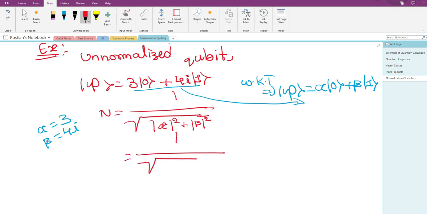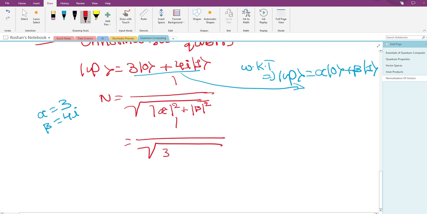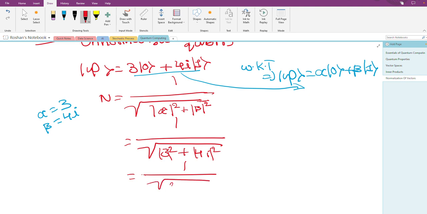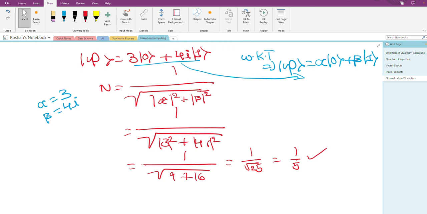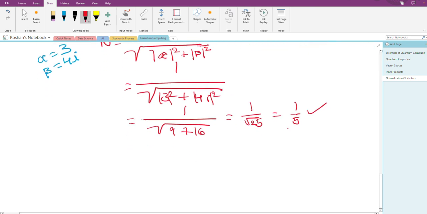So now simply substitute the values. 1 by the square root of 3 square plus 4i square. Now it will be 1 by the square root of 9 plus 16. We'll get 1 by the square root of 25. What is the square root of 25? It's 5. So n is 1 by 5. So we got our normalizing factor n.